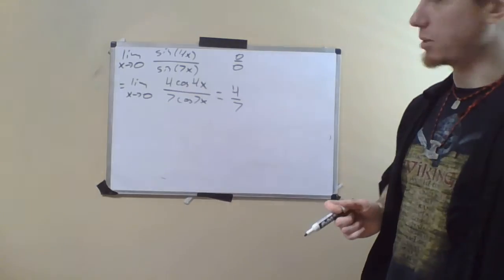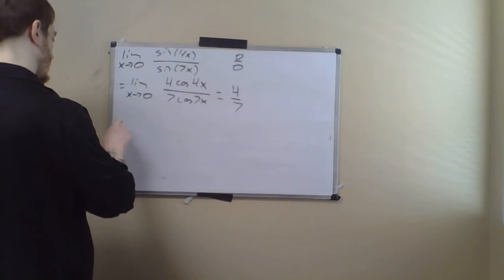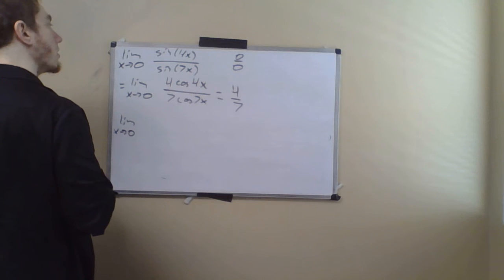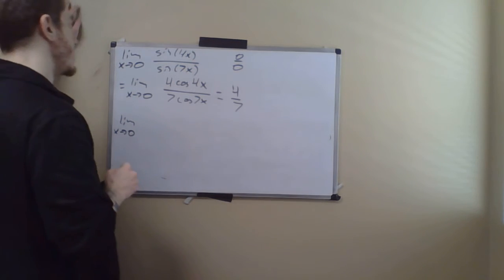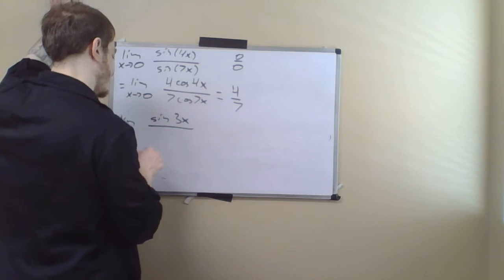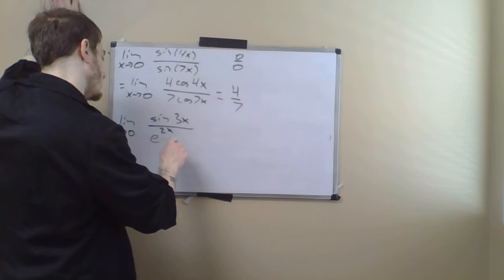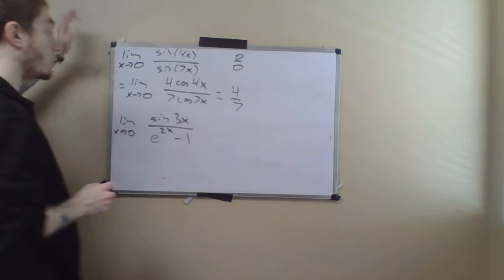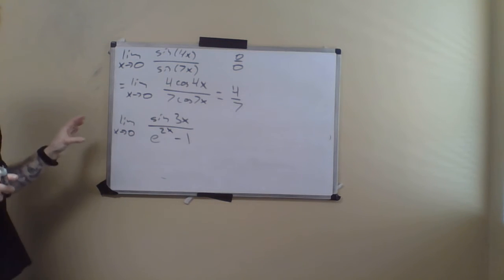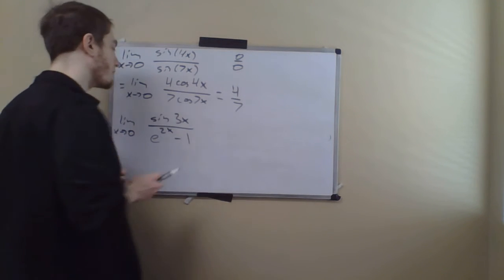Let me give you another example to think about here. So what about the limit as x approaches 0 of, let's say, sine of 3x divided by e to the 2x minus 1. So once again, pause this, take a minute, and see what you can do with it. Okay, so this is going to be a 0 over 0 form again.